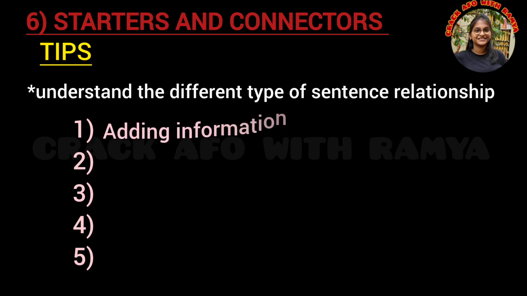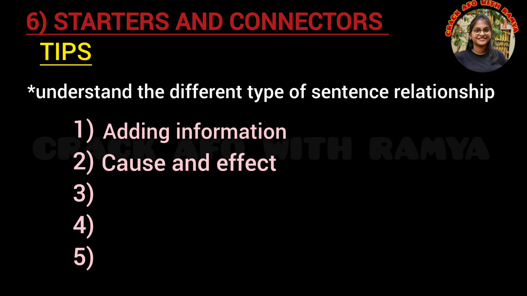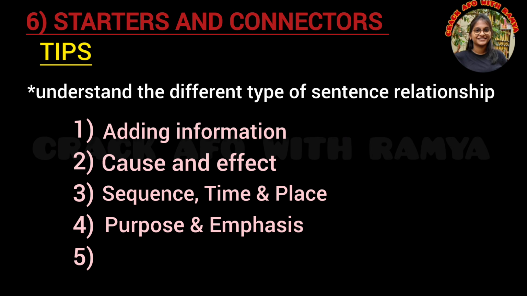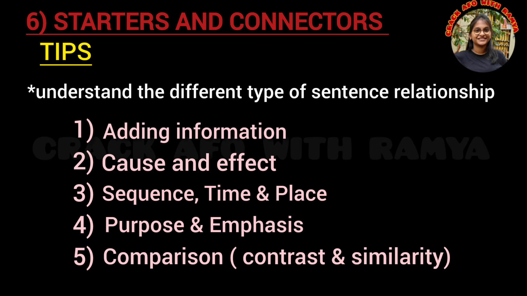First one is adding information, second cause and effect, third sequence, time and place, fourth purpose and emphasis, fifth one is comparison like contrast and similarity. Each type uses different starters and connectors. What you do is segregate the words based on the 5 types.